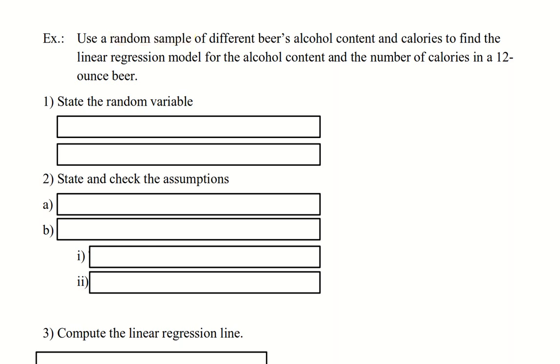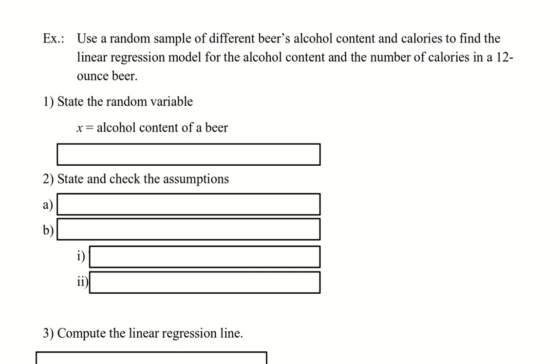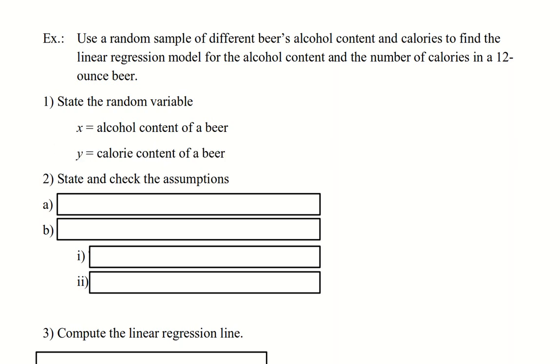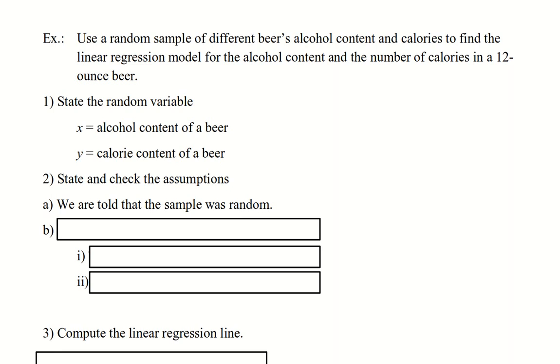So the first thing we do is state our random variables. There's 2. We've decided that the independent variable should be the alcohol content. So that's going to be our x value on the horizontal axis. And then the y value is the number of calories of that particular beer. The first thing we need to check is that it was a random sample, and we were helpfully told that in fact it was a random sample.